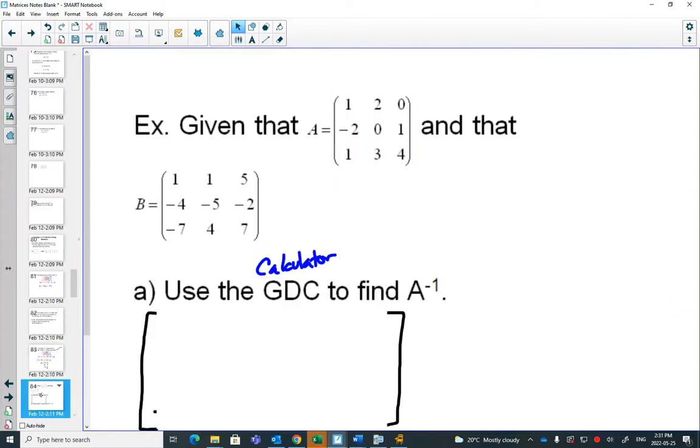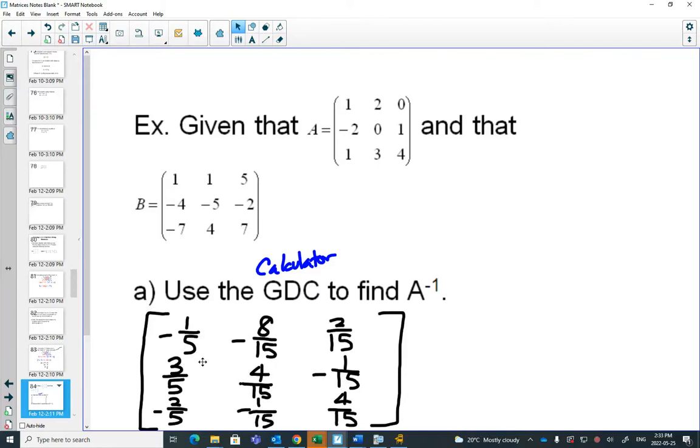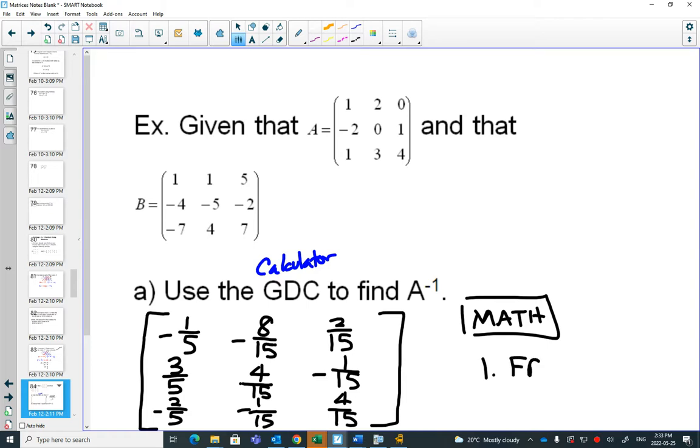So I'd like you to type both A and B into your calculator, into the matrix program, and then calculate the inverse. So again, once you get in your calculator, if your calculator has decimals, you can hit the math button, and number 1 changes it to a fraction, and push enter, and it'll automatically change those numbers to a fraction.